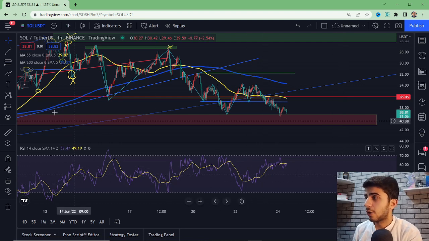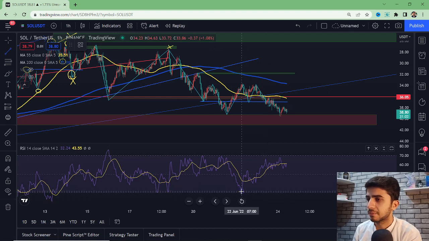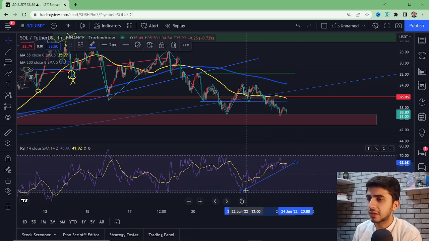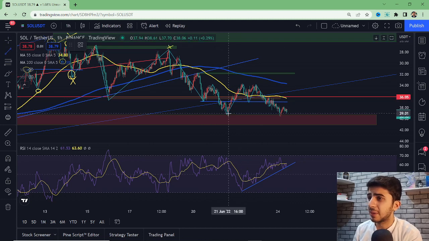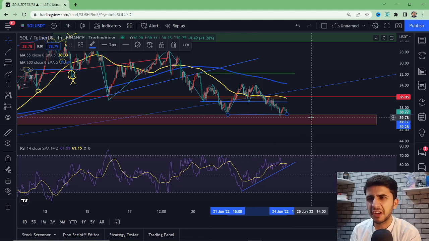Yes, now on the RSI you can see that we have this divergence. The RSI is going up, and the price is creating either a double bottom or it's moving. So this is a perfect place to enter a short trade, but none of this is financial advice.